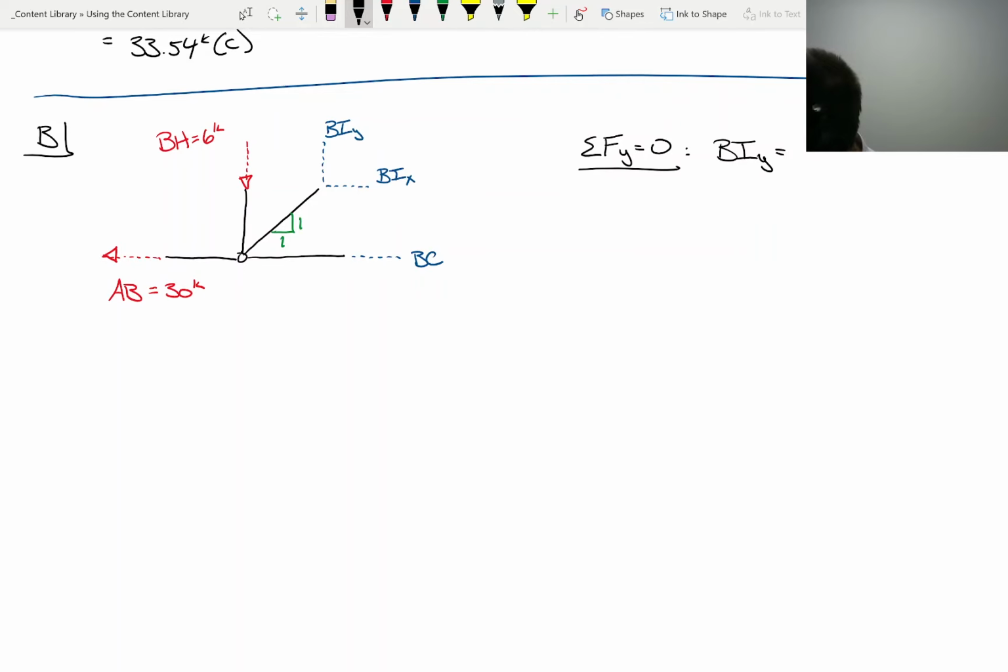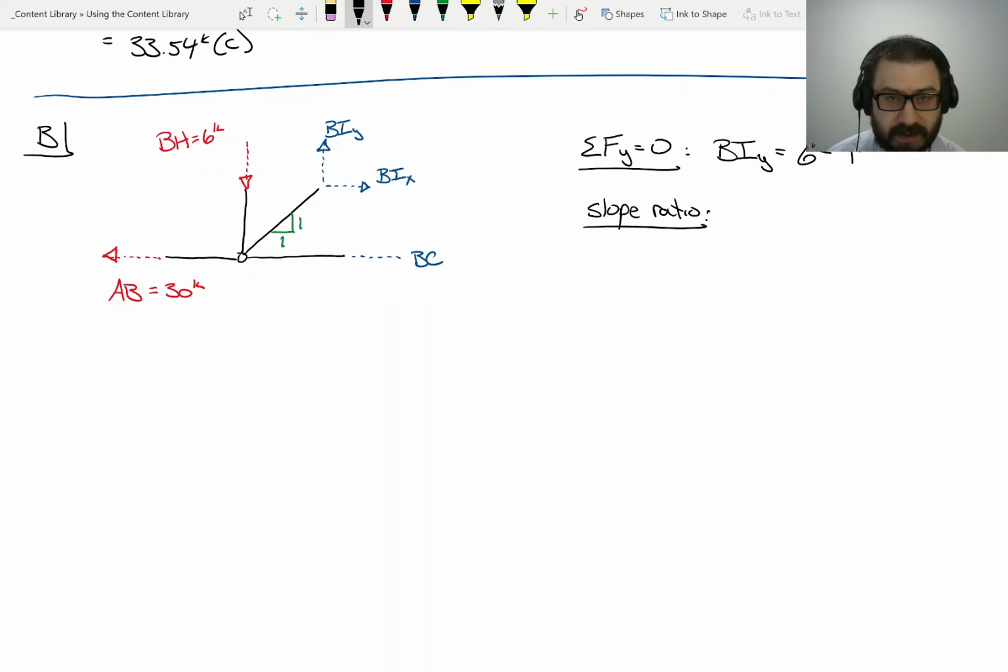So BIY, if I've got 6 down, I have to have 6 kips going up. So that's going to be up. If that's going upward, then for the diagonal, the horizontal has to go that way. Let's do it like that. And then the slope ratio, this one's pretty easy. They're 1:1. So if the vertical is 6 kips, the horizontal is 6 kips. So BIX is 6 kips, in this case, to the right. And let's see, as for the horizontal, what do I have? I have 30 kips to the left. I've got 6 to the right. So let's see.